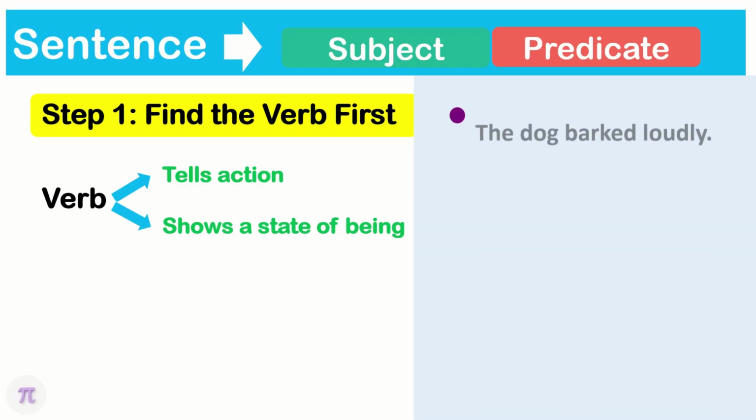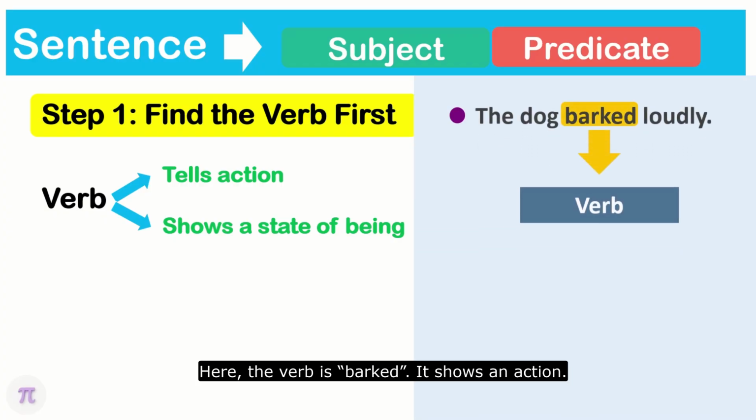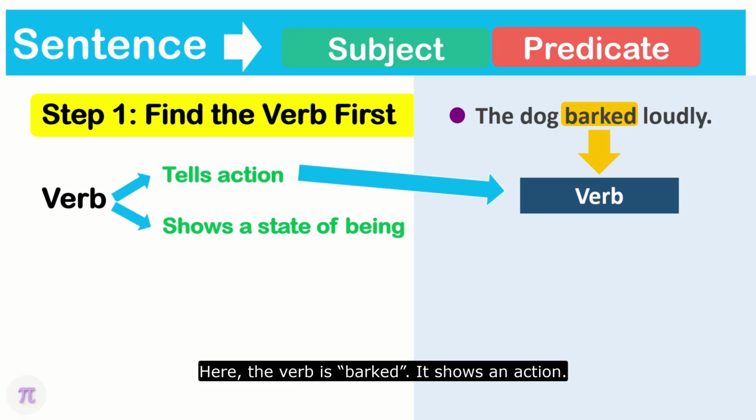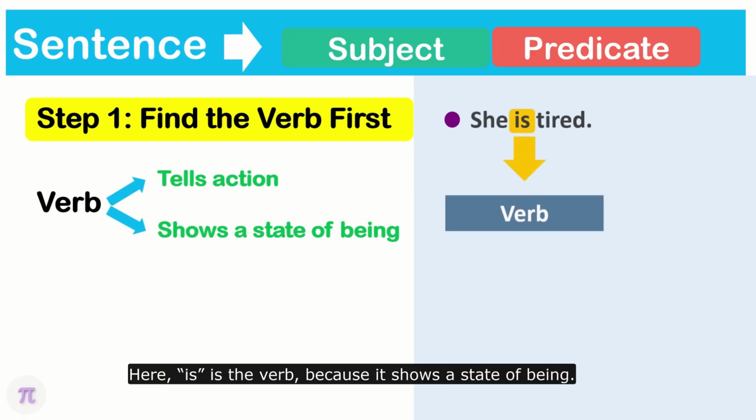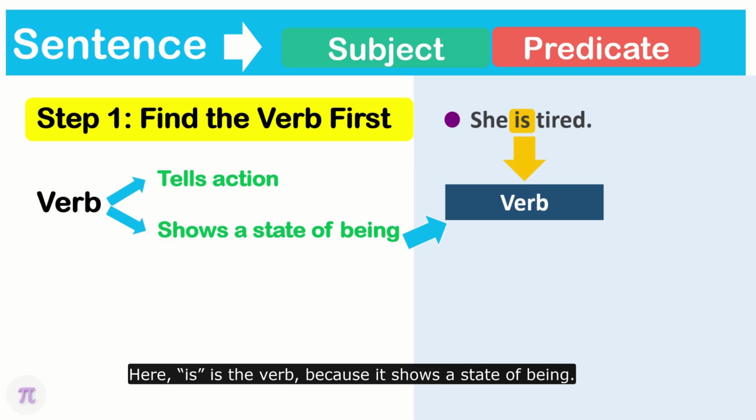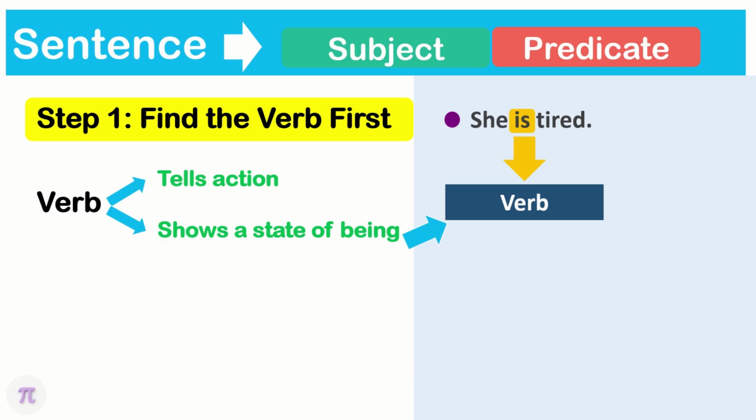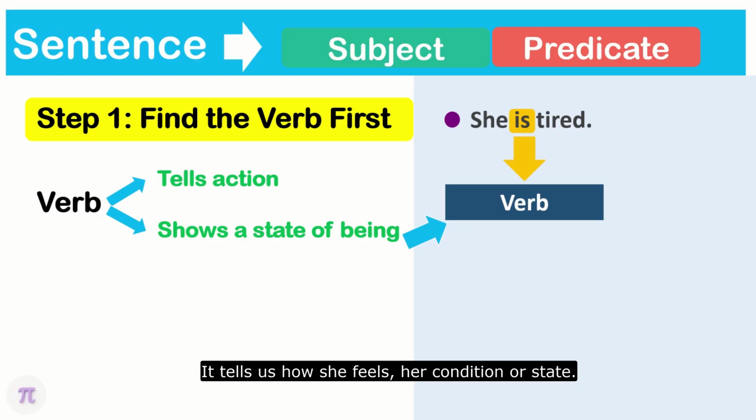The dog barked loudly. Here, the verb is barked. It shows an action. She is tired. Here, is is the verb because it shows a state of being. It tells us how she feels, her condition or state.